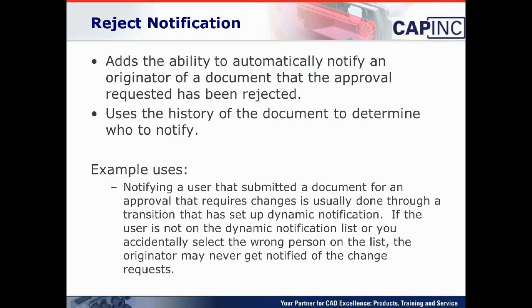For example, notifying a user that submitted a document for an approval that requires changes is usually done through a transition that has set up dynamic notification. If a user is not on the dynamic notification list, or if you accidentally select the wrong person on the list, then the originator may never get notified of the change request. Let me show you what a typical ePDM rejection might look like.